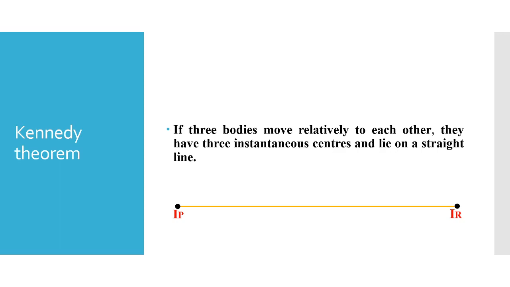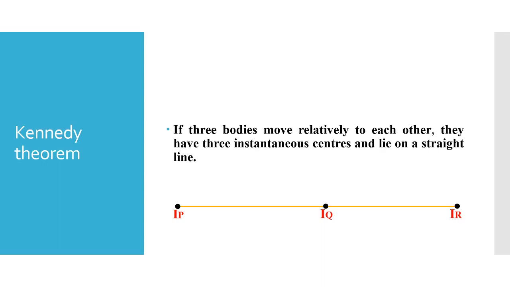So the instantaneous center of Q will also be in the same line. That is a theorem. It may not be here. It may be to the left of IP or right of IR, or in between, but it will be on the same straight line. This is the theorem. Clear? So this theorem is important for locating instantaneous centers.